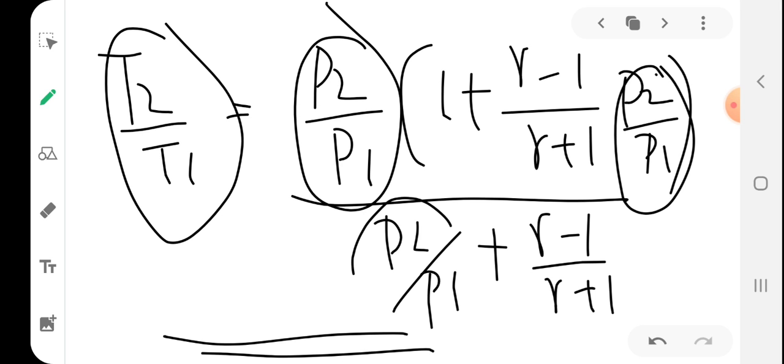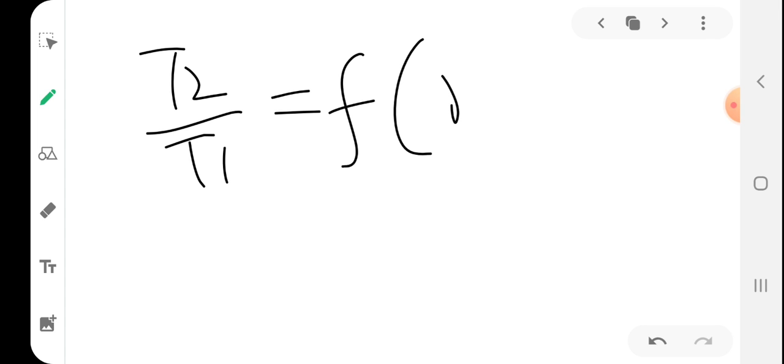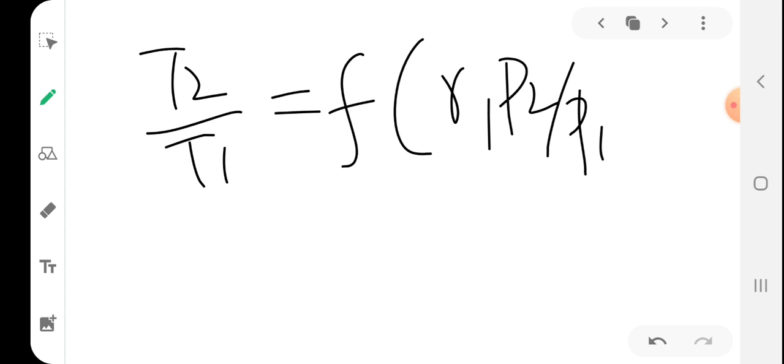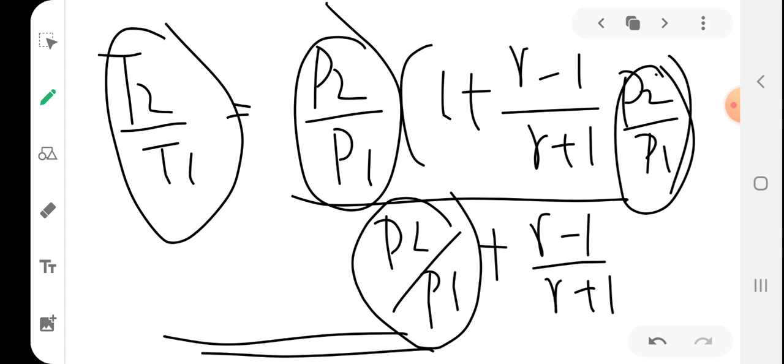So T2 by T1 is written in terms of P2 by P1 and gamma. So finally, this is T2 by T1 as a function of gamma and P2 by P1. This is one of the Rankine-Hugoniot relations. It gives the relation between temperature ratio and pressure ratio for an adiabatic shock compression process.